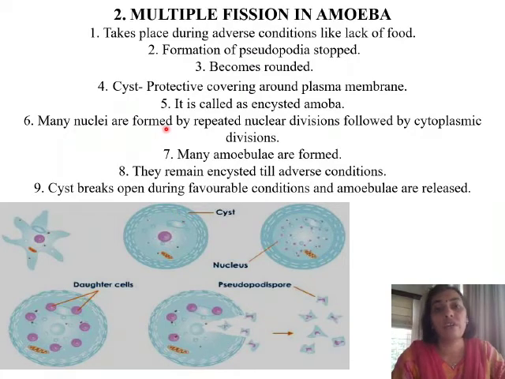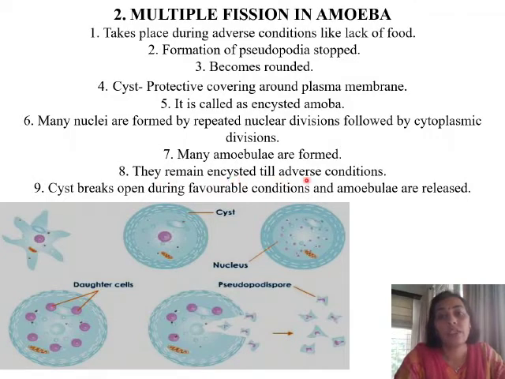Many nuclei are formed by repeated nuclear divisions followed by cytoplasmic division. So now the animal is resting, and because of the adverse conditions, it has formed a cyst around itself, which is a protective covering. And now we find that the nucleus undergoes repeated division. In this diagram, you can find that there are so many nuclear divisions which have taken place. So there are repeated nuclear divisions inside the cell, which are followed by the cytoplasmic division. Many amoebulae are formed. So a number of daughter cells are formed inside the body of the amoeba.